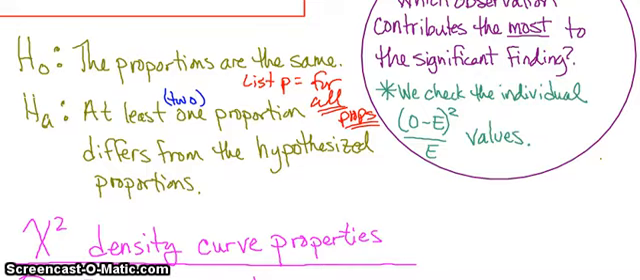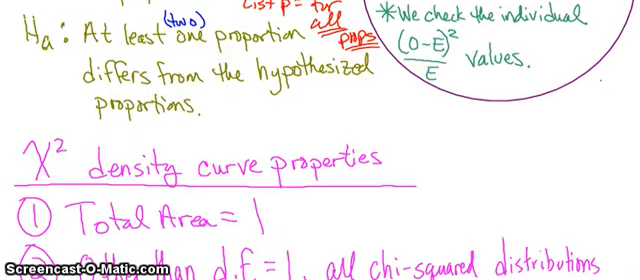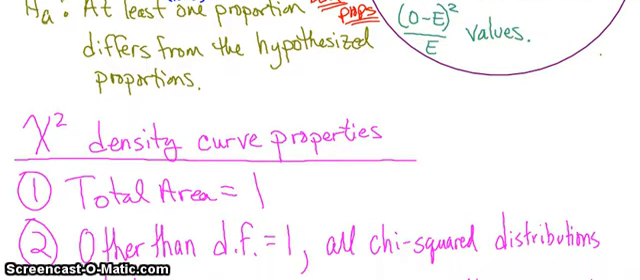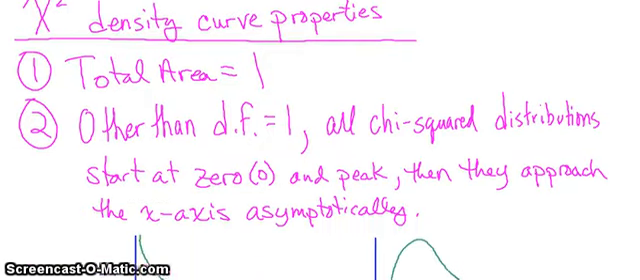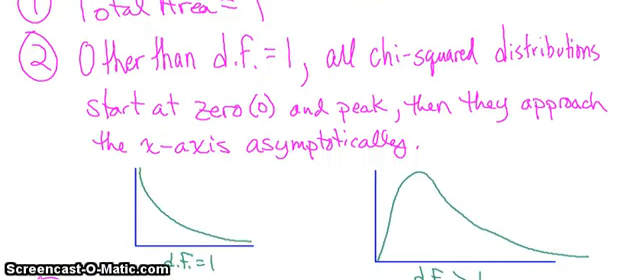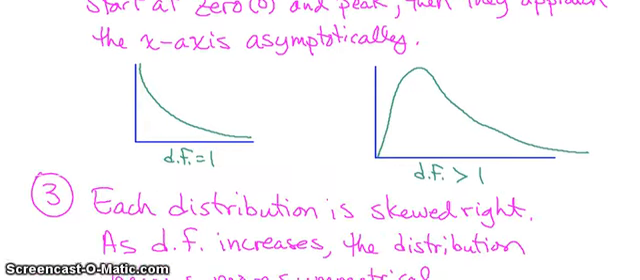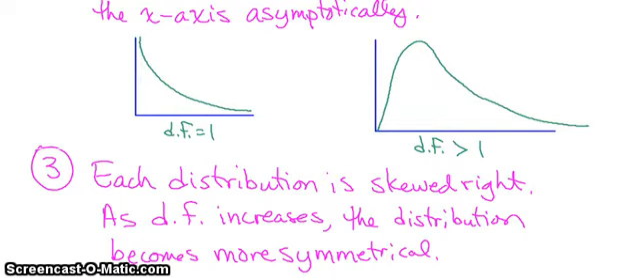What are the properties of our density curve? Total area is 1. Other than df equal to 1, it is skewed to the right. Looks like this, approaches the x-axis asymptotically. As we move on, we need to keep that skewed to the right always, always, always. And it does become more symmetrical, but it still remains skewed to the right. Think right. First quadrant. Yes, that's what we're talking about.